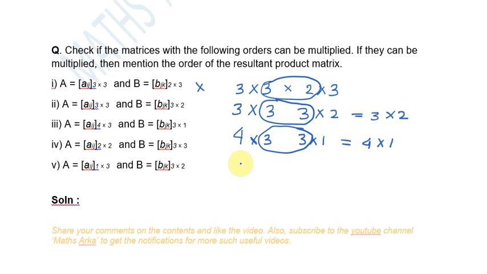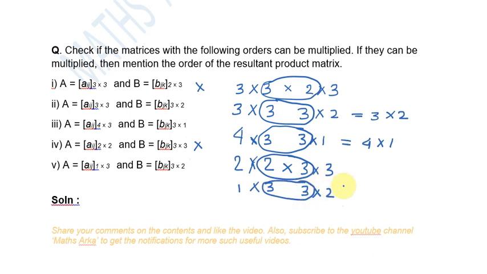Now let's move to the fourth example. What does it say? 2 cross 2, and then the second one is 3 cross 3. So are these two equal? No. So this one would also be not defined. Now the fifth question says that the order is 1 cross 3 and the second one is 3 cross 2. So these two are equal, and hence the order of the resultant matrix would be 1 cross 2.